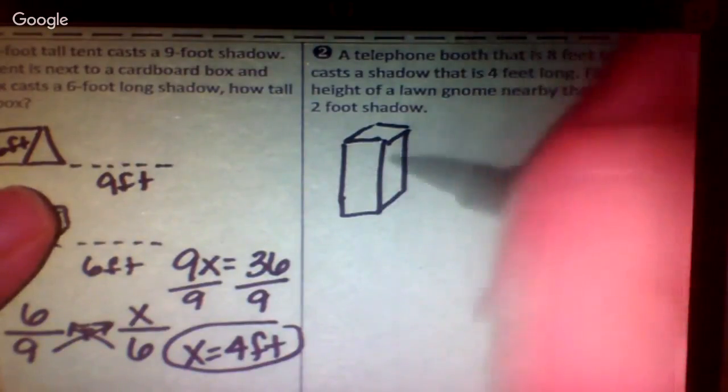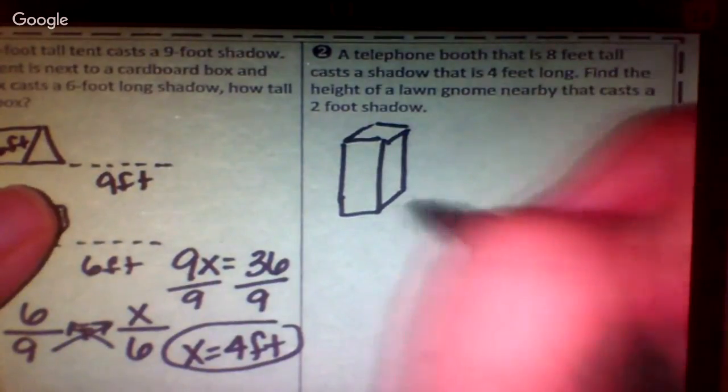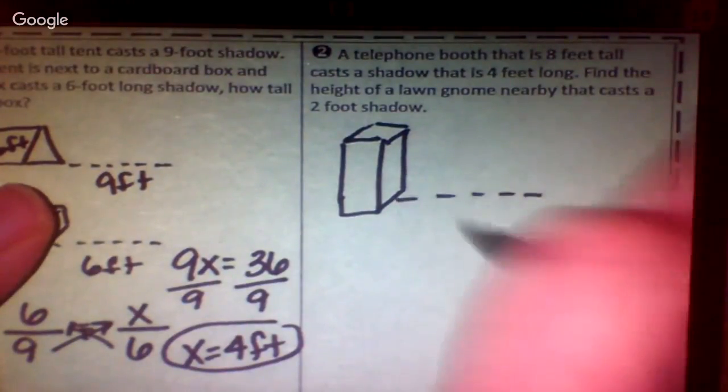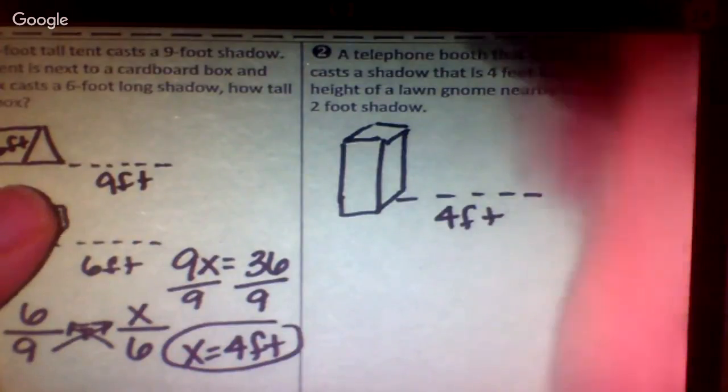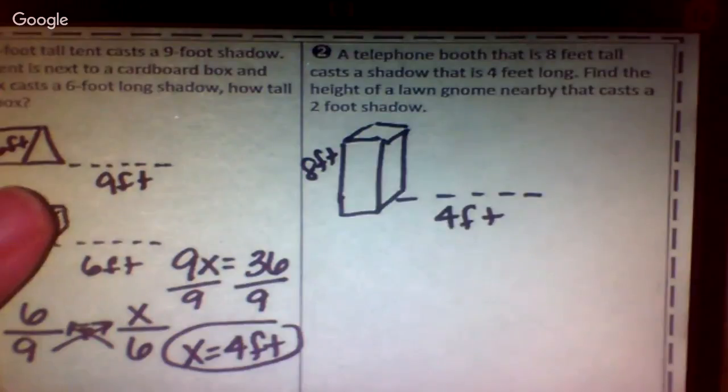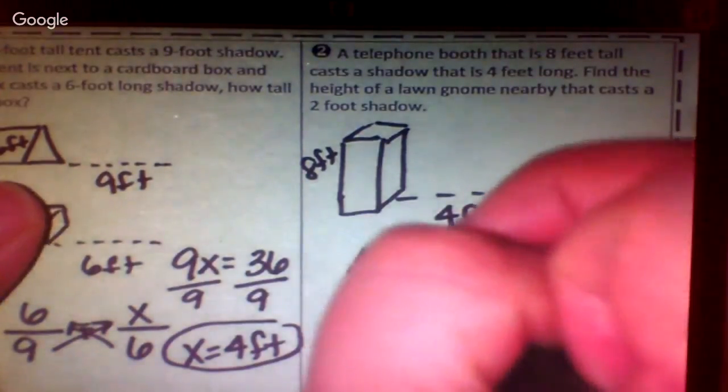Okay, here's your telephone booth. And it casts a 4 feet long shadow. And your telephone booth is 8 foot tall. Okay, then I've got this lawn gnome.